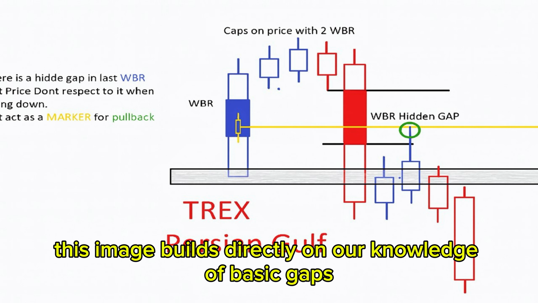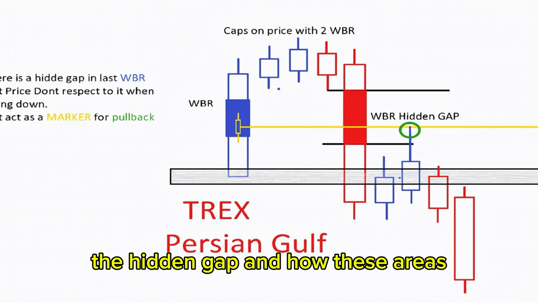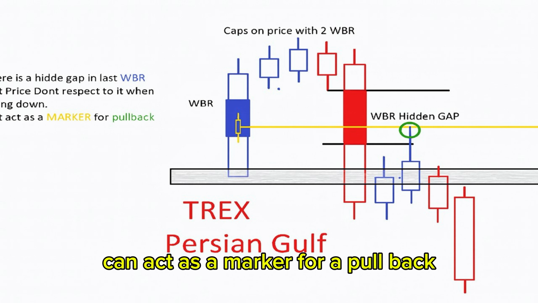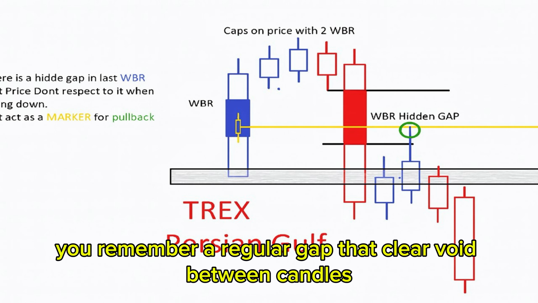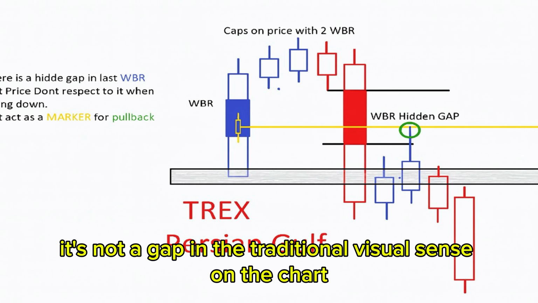This image builds directly on our knowledge of basic gaps and introduces two key ideas: the hidden gap and how these areas can act as a marker for a pullback. You remember a regular gap, that clear void between candles. A hidden gap is a bit more subtle. It's not a gap in the traditional visual sense on the chart.